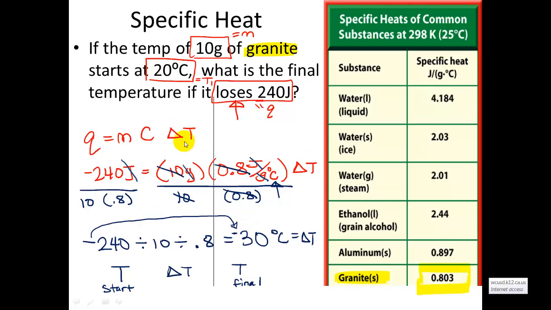So let's plug in what we know. We know that the start temperature is 20 degrees Celsius. I also know my delta T is negative 30, so it means I'm losing 30 degrees Celsius. My final temperature in this case would be 20 losing 30. It would be a negative 10 degrees Celsius. So this is my final answer.